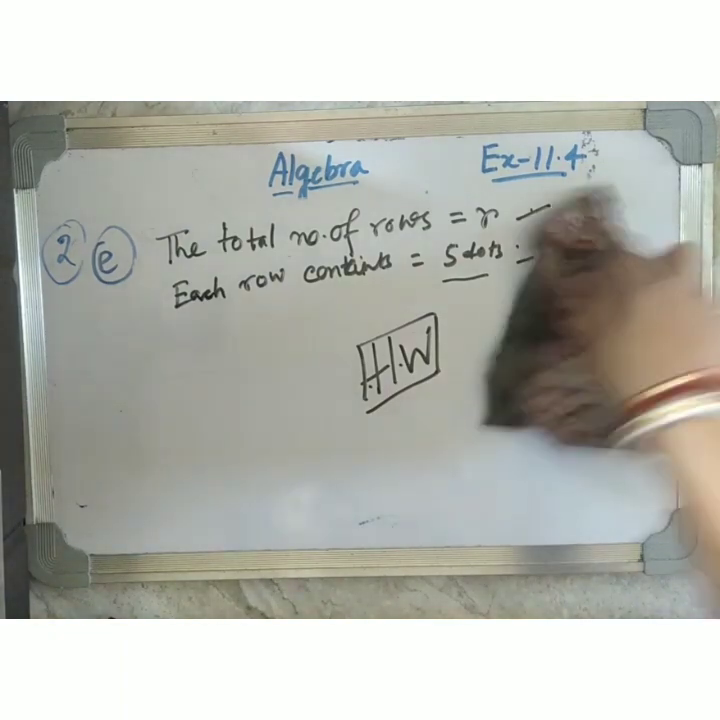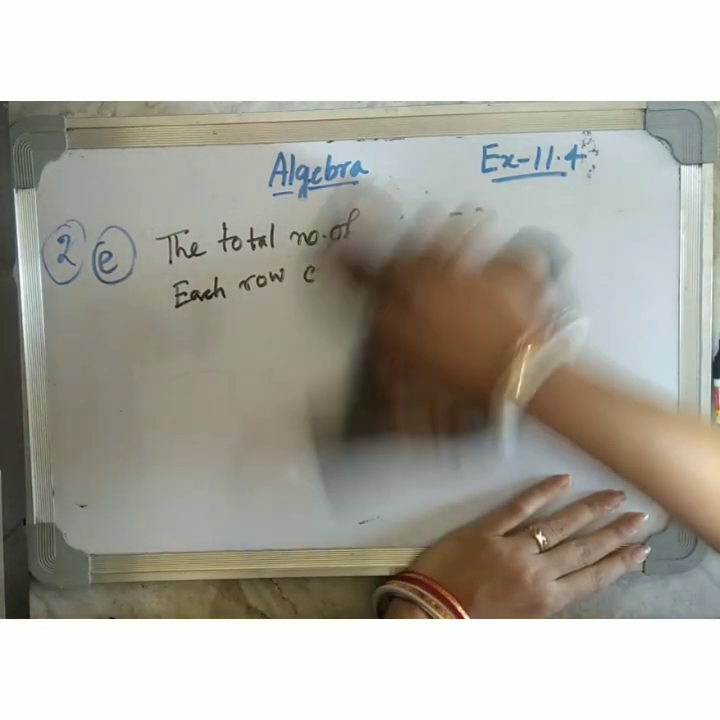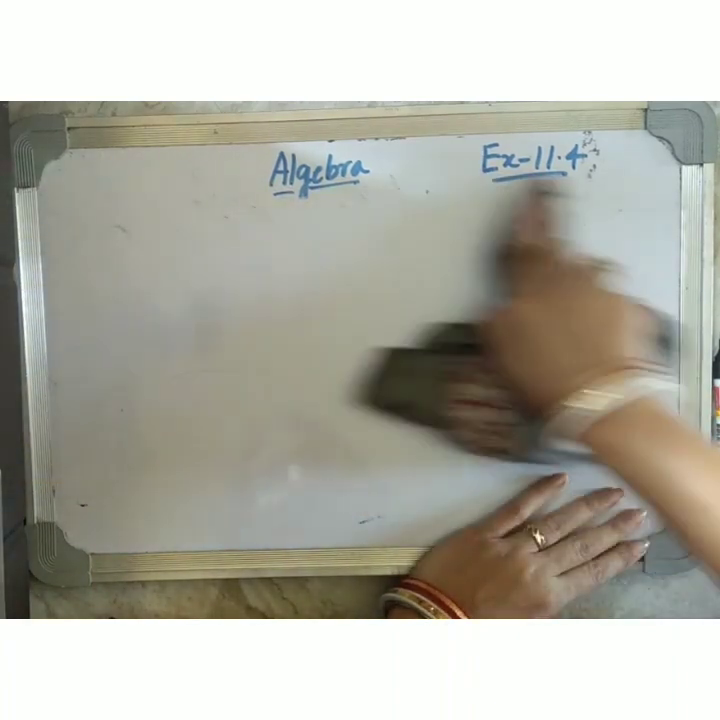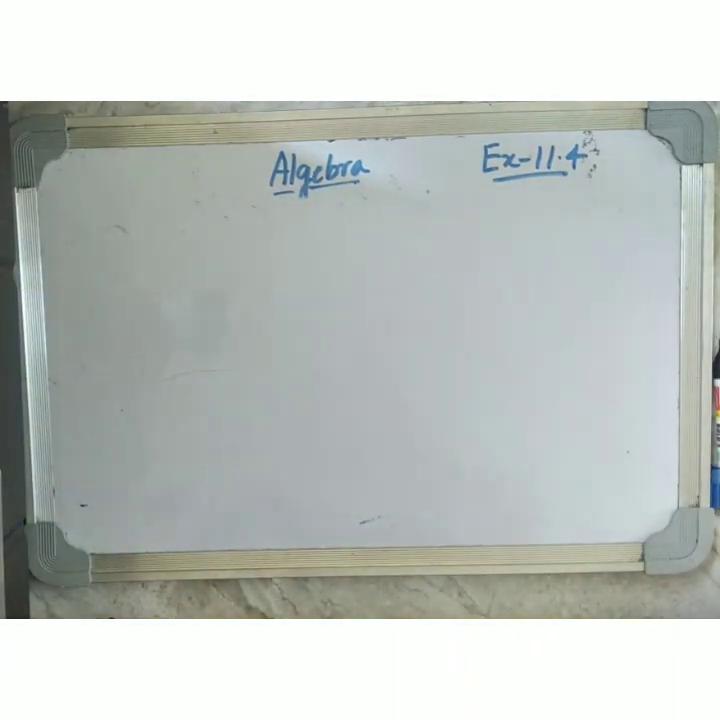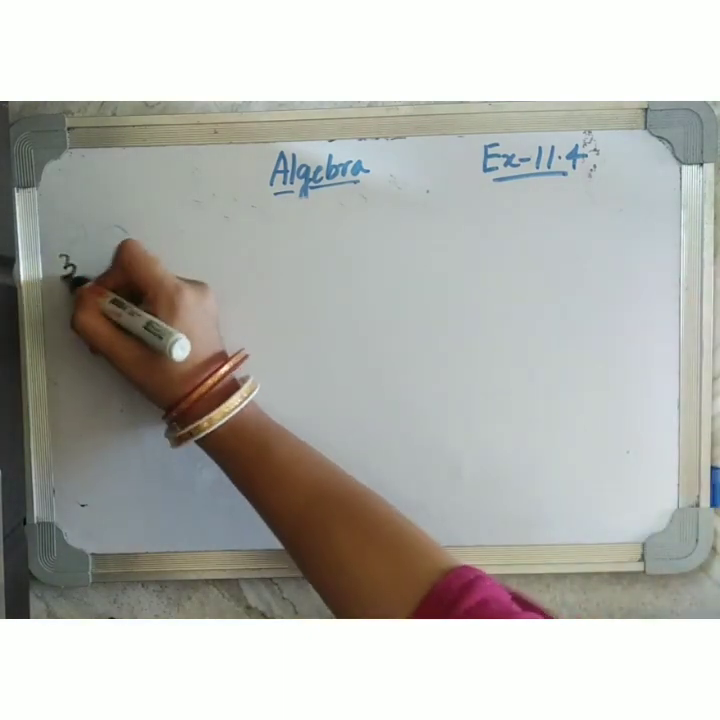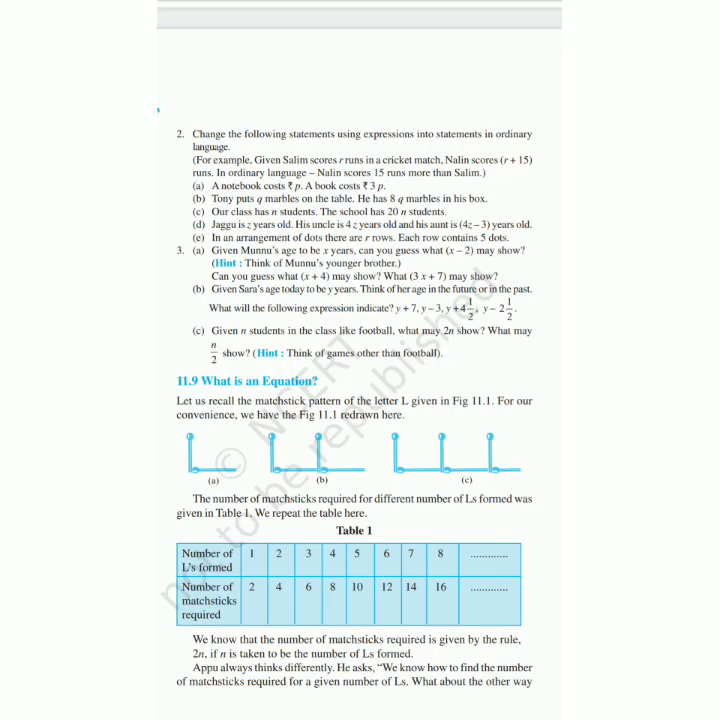Okay. Now, let's come to question number 3. Here the question: Munnu's age is X years. Can you guess what X minus 2 may show? Can you guess what X plus 4 may show? What 3X plus 7 may show? In this question it is given. Now what to do with it?